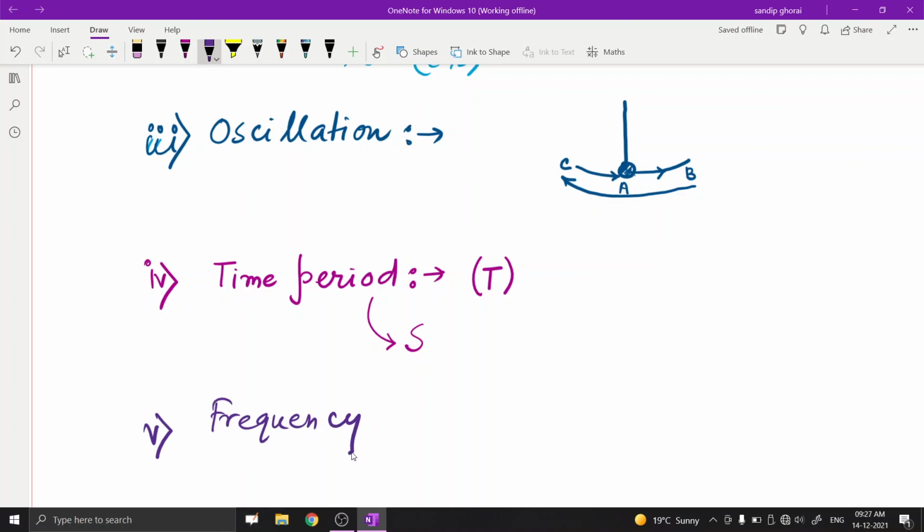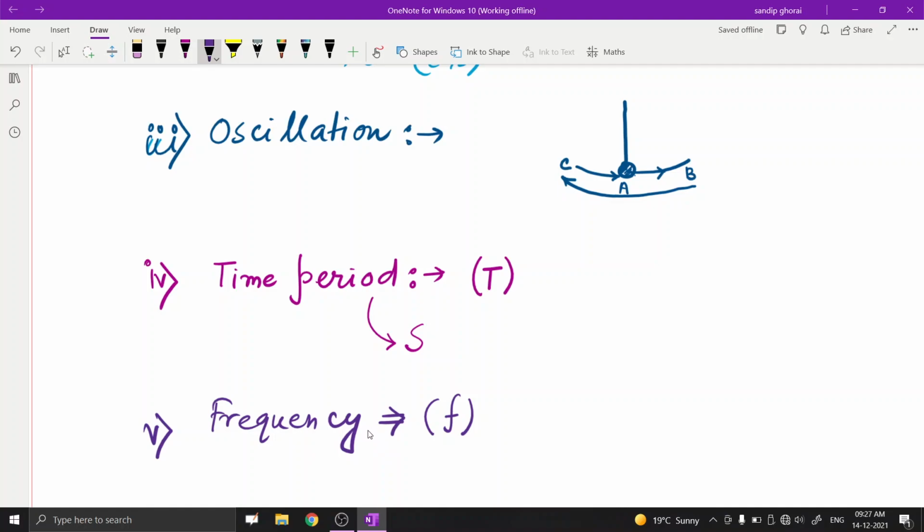Okay, so what is frequency? In general, frequency is denoted by small f. The frequency of a wave is the number of oscillations completed by it in 1 second. So the total number of oscillations completed by a vibrating body in 1 second is called frequency.